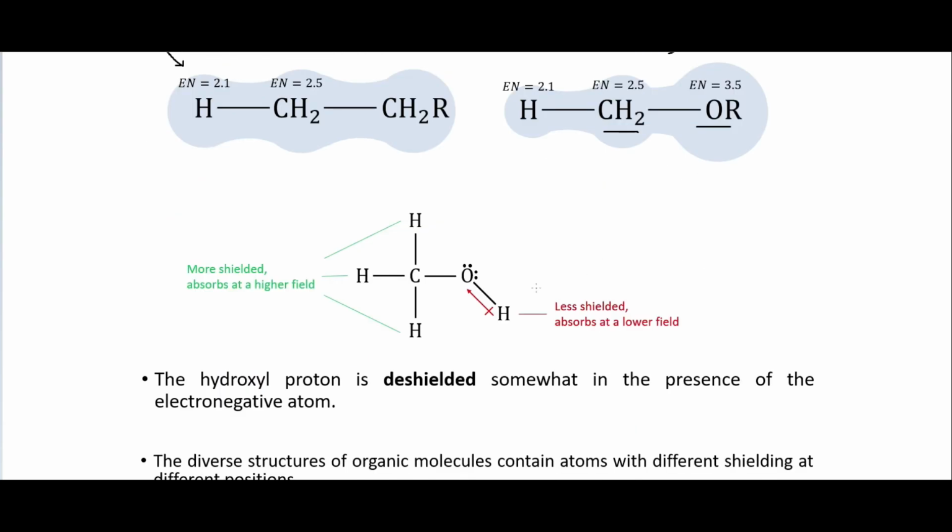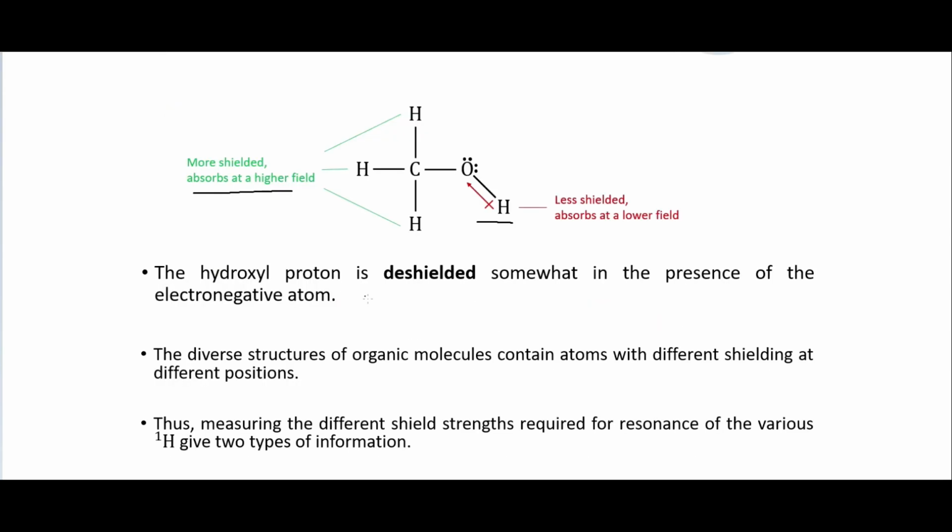So if we have methanol, then this alcohol hydrogen will be less shielded and it will absorb at a lower field, whereas these ones bound to the methyl group are more shielded and therefore absorb at a higher field. So the hydroxyl proton is de-shielded somewhat in the presence of the electronegative atom, which is pulling some of that electron density away from it.